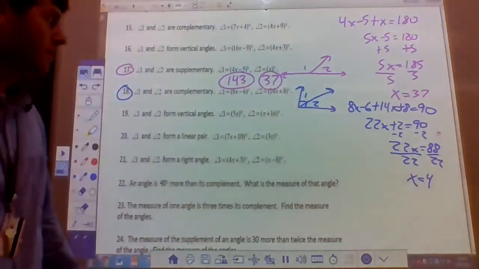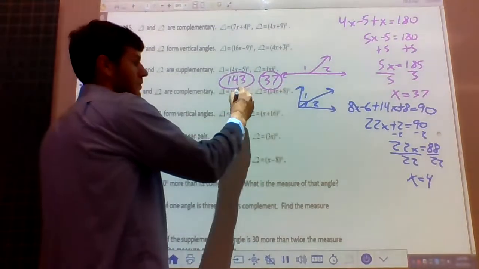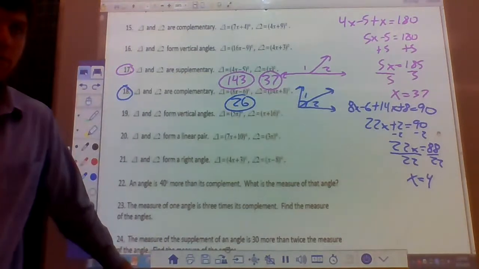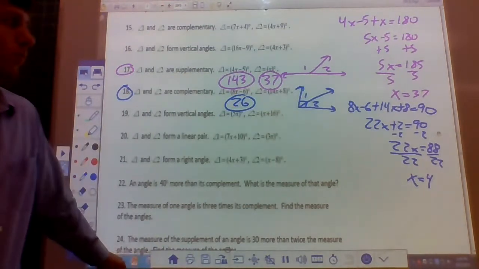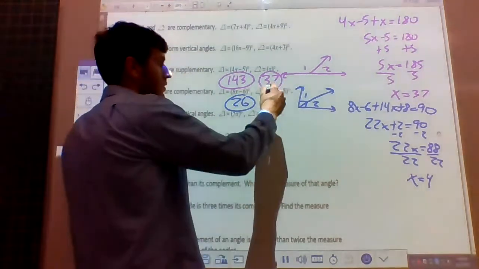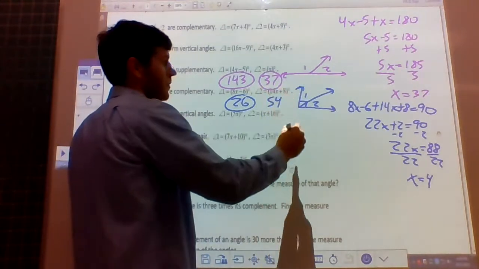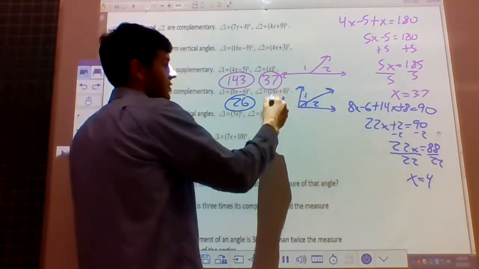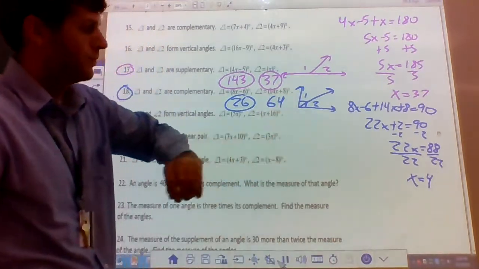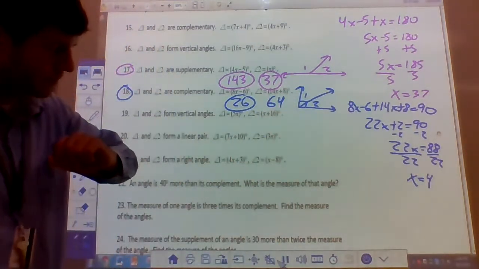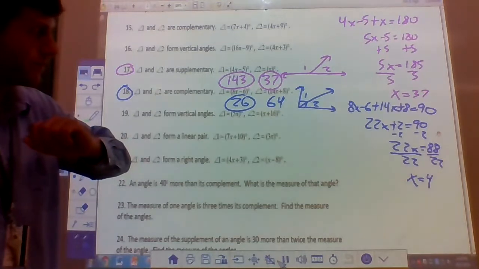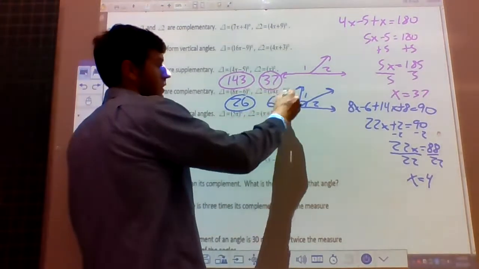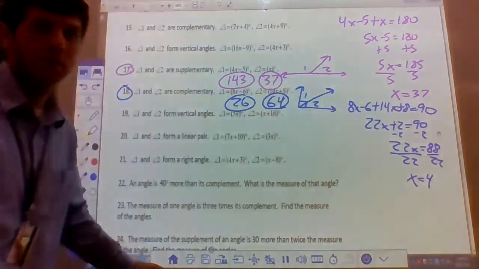Substitute it back in. 8 times 4 is 32. 32 minus 6 is 26. 14 times 4, so that's 28 times 2. That's 60 minus 4 is 56. Oh, plus 8. I'm sorry. 56 plus 8 is 64. Add those together and we get 90, so we know we have the right answer.